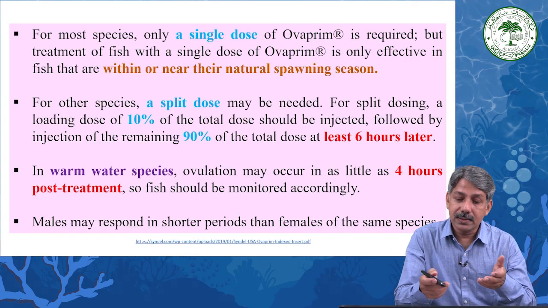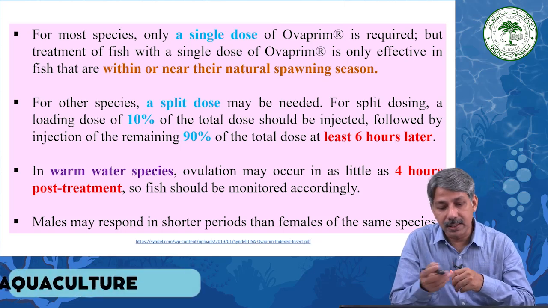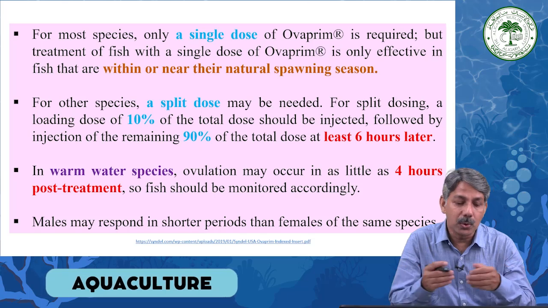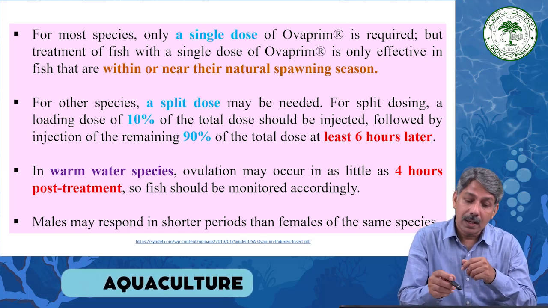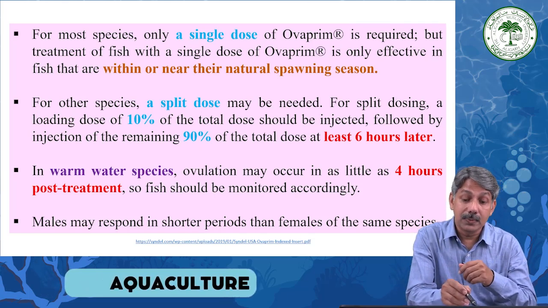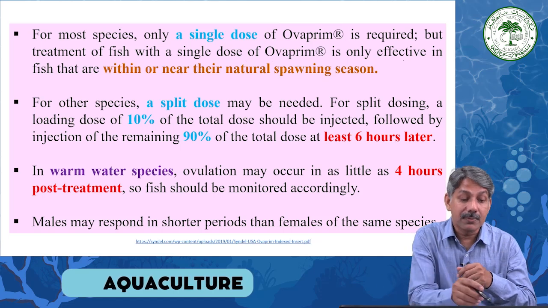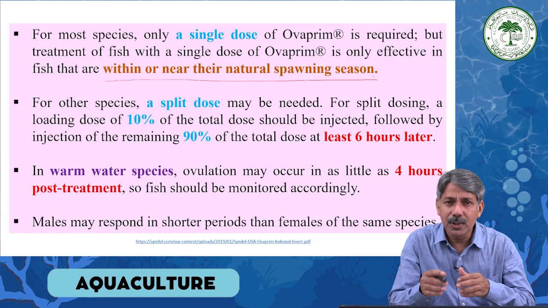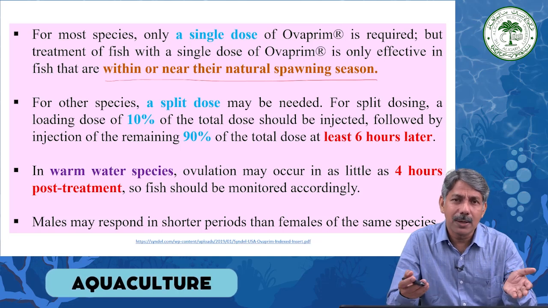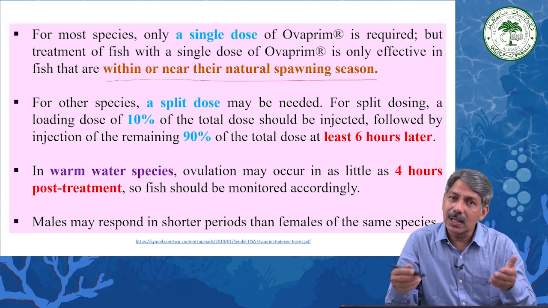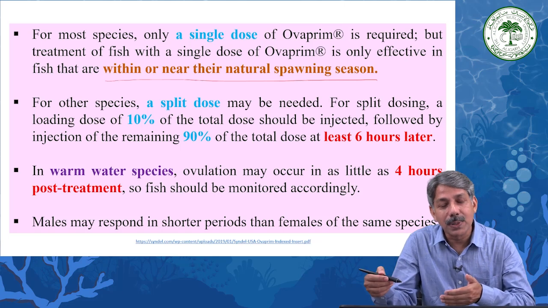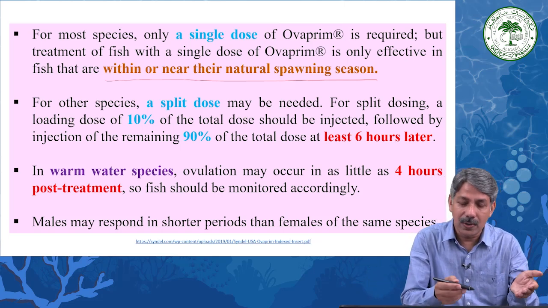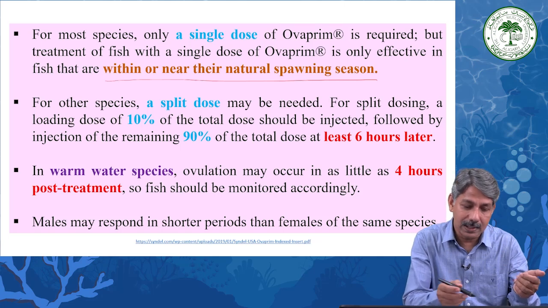For most species, overprime a single dose is required, as I told you that in case of Indian major carps, with one single dose, we get very good results. But this single dose is effective in fish that are within or near their natural spawning season. So, I told you, in case of Indian major carps, we usually use it in the monsoon season, but to get them breed in a confined environment. So, they are in the good stage of maturity, and we give a single dose and they respond.